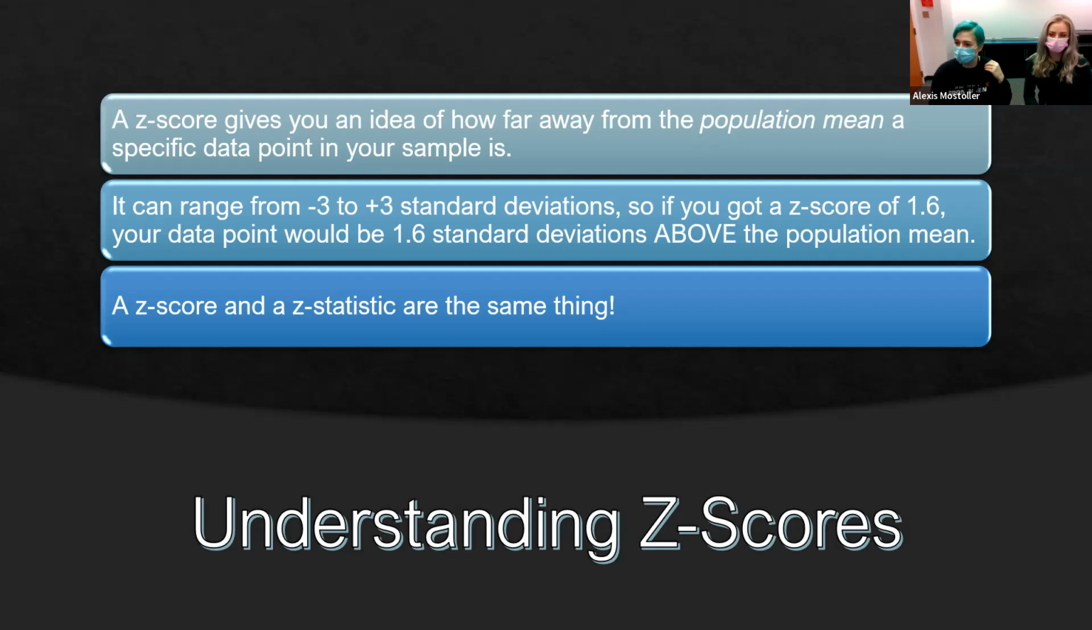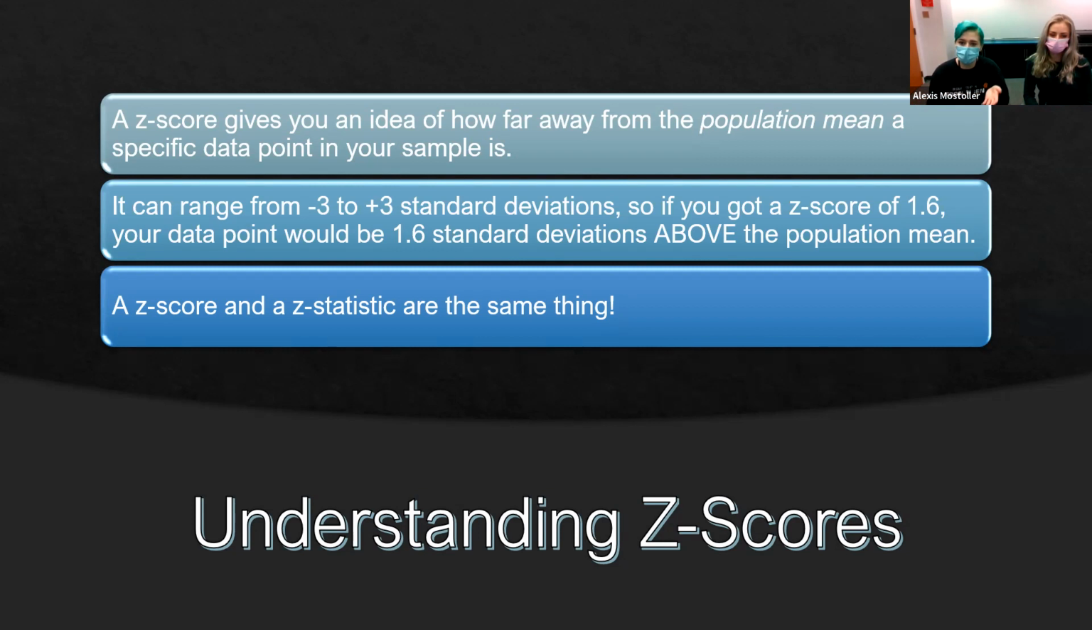So if you just grabbed one person, their results, a Z-score can help you visualize and understand how their results compare to the overall population mean. It can range from -3 to +3. And again, it's in standard deviations. So if you'll remember back to our histogram from earlier, you have these different chunks that spread out from the mean. Those are your standard deviations, and your Z-score is going to be measured in standard deviations.